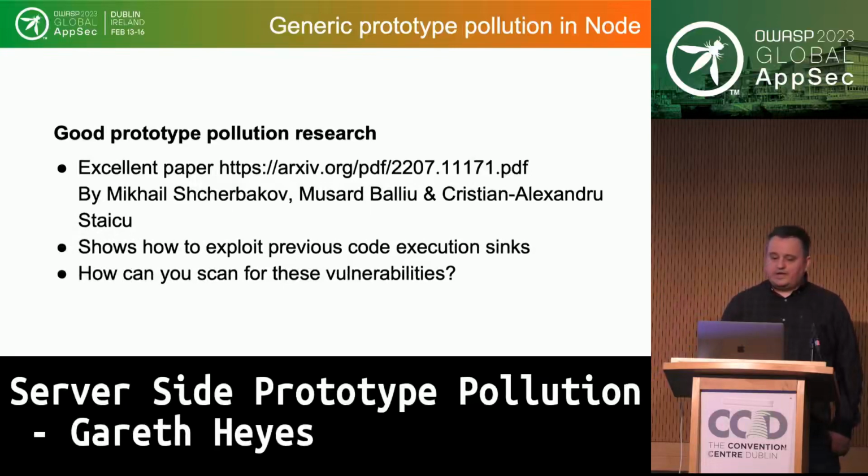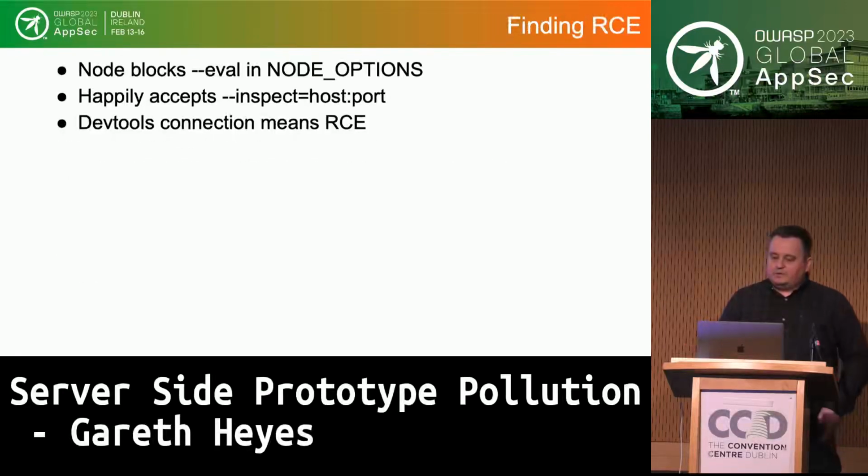So yeah, how can we scan for these vulnerabilities though? Well, I spent some time trying to come up with detection techniques that would find usage of those sinks. The problem is Node blocks the command line argument --eval in NODE_OPTIONS. However, you can use --inspect, which allows you to specify a host for a remote debugging session. So this creates a DNS interaction, which is perfect for scanning. And as a bonus, if you can control the --inspect flag, you can get remote code execution because you can connect to a remote debugging session and execute your code.